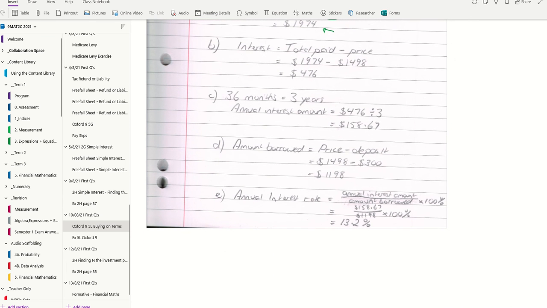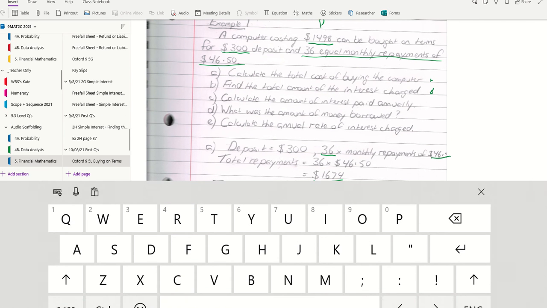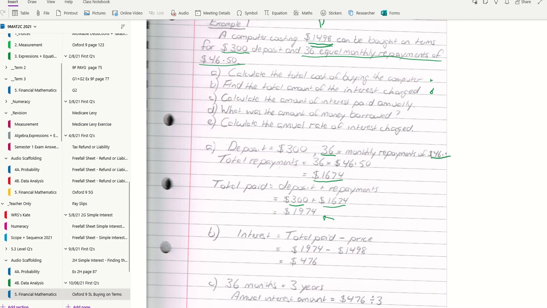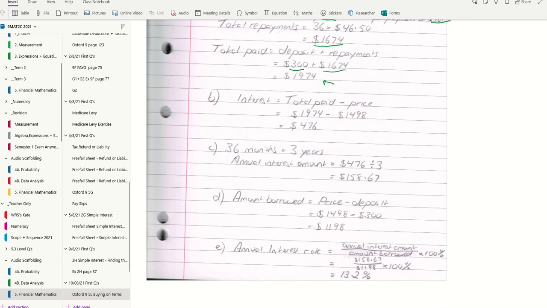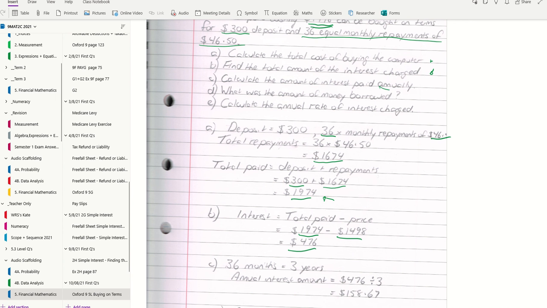Our next question is asking us the total amount of interest charged. So the interest charge is the total that you paid minus the price that the actual thing was meant to cost. So up here it tells us the price of the thing is $14.98. So we've just worked out the total we paid is $19.74. So the interest we paid on it is that $19.74, the total we paid, minus the price, $14.98. So we paid $476 extra. We paid $476 interest.